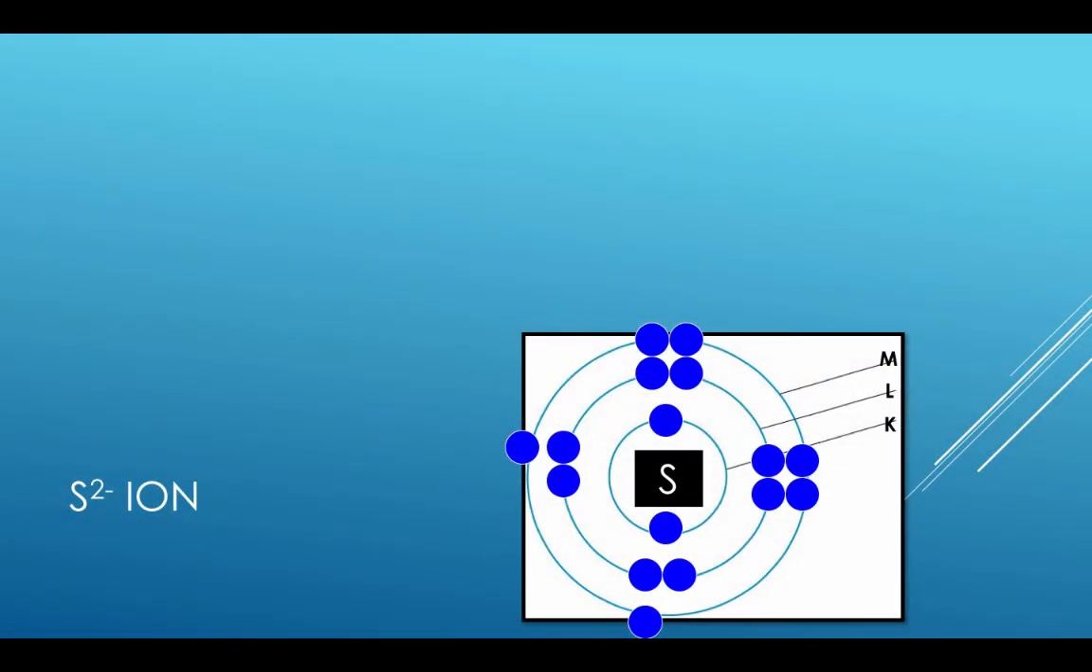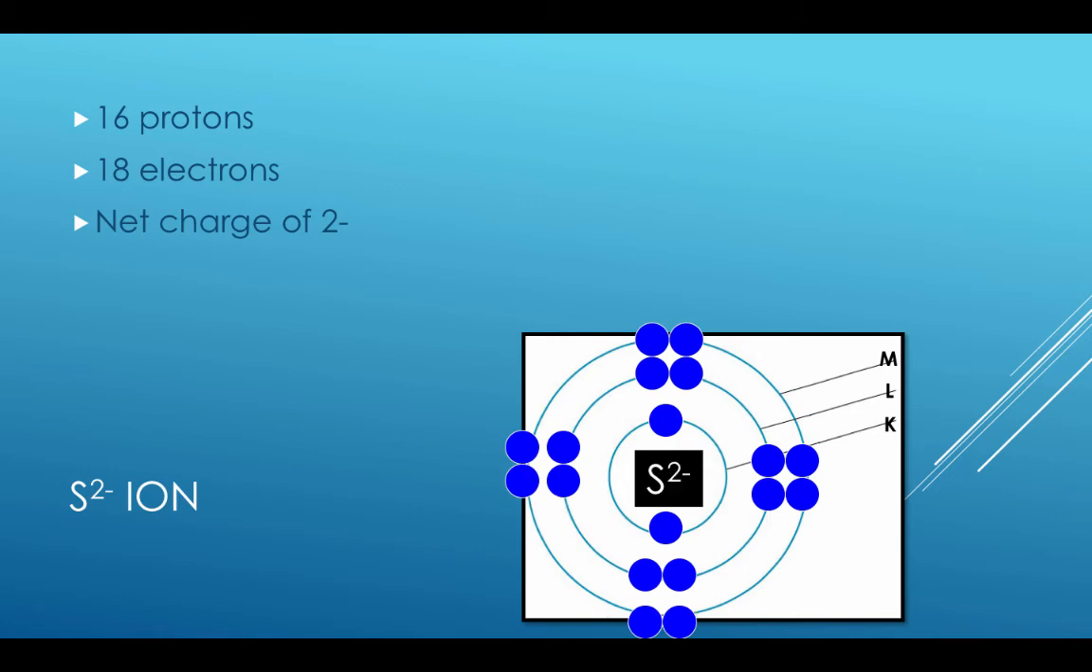For sulfur to form a -2 ion, it must have more electrons than protons. Sulfur has 16 protons. In order for it to have a -2 charge, it must have 2 more electrons than protons. It has 18 electrons. The 16 protons, or the 16 plus charges, and the 18 electrons, the 18 minus charges, combine to make a -2 charge. Here are the additional 2 electrons, 1, 2.